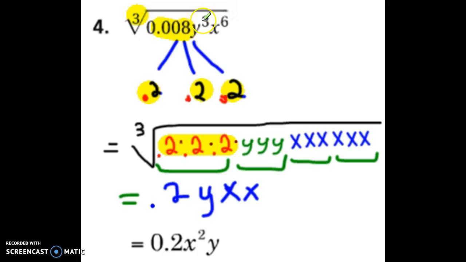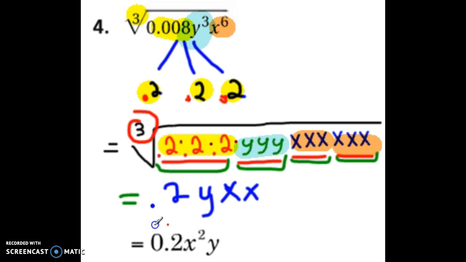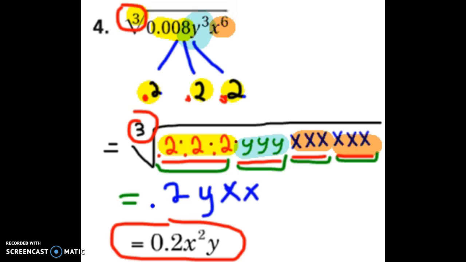I am going to write out y cubed in longhand. There is a shortcut, and I hope you see the shortcut. And then x to the 6, I wrote it out in longhand, but there's a shortcut. So I am looking for sets of 3 because that's what my index is, 3. I'm looking for 3 sets of 3 to come out. So that's how I get the 0.2. That's how I get y and x and x. So this is what I got for an answer. I do not use the absolute value rule because my index here is odd.